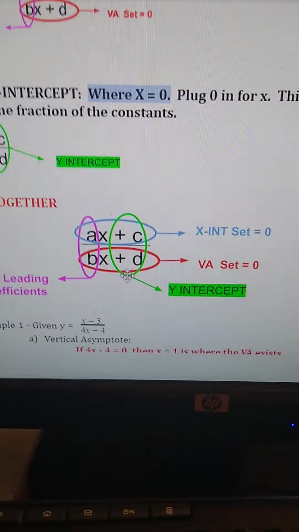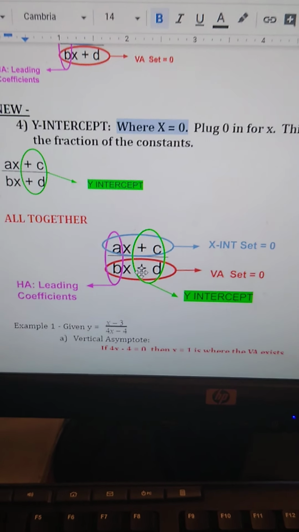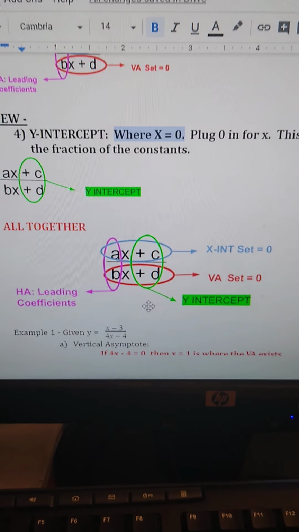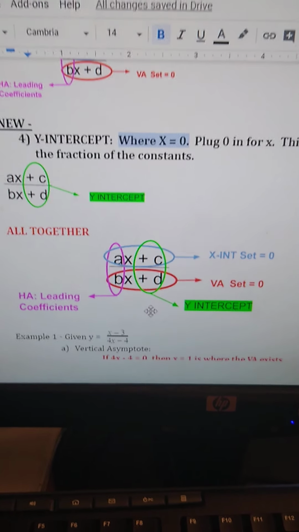So if I were to put all this together, it would look something like this. And again, I'll post this document. It tells us where we get each component.